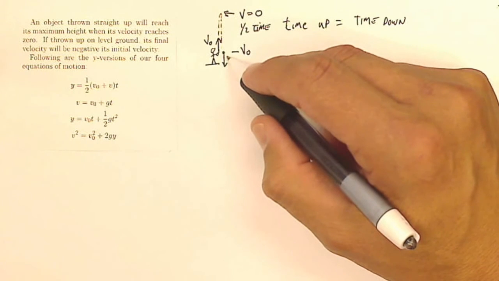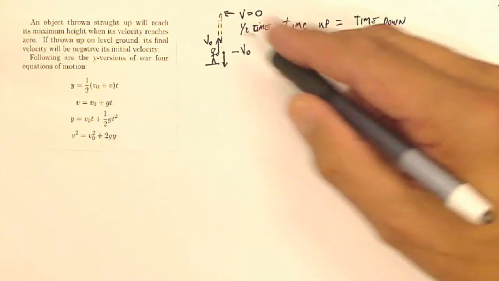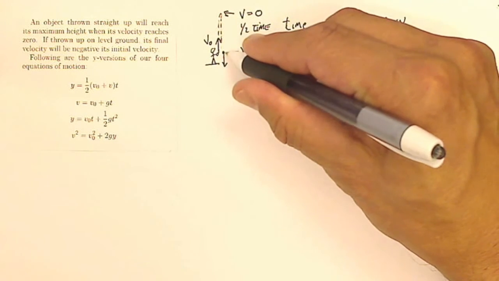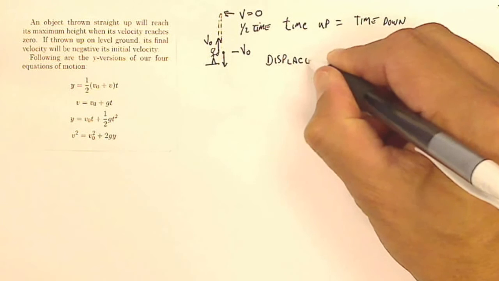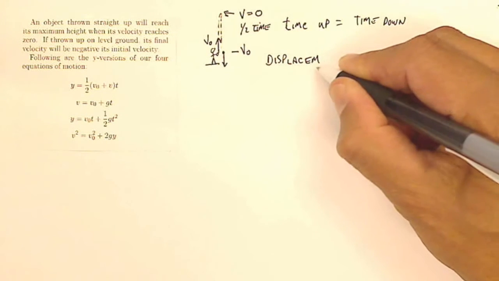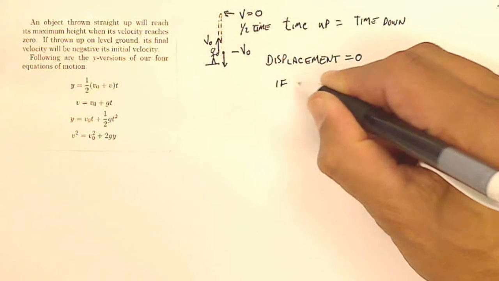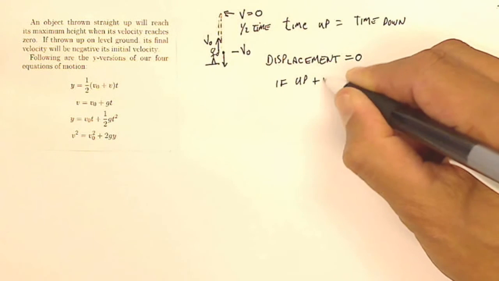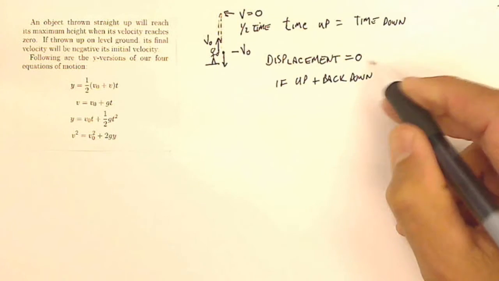The last thing you might want to know is that if it goes up and comes back down, once it gets to this spot, the displacement is going to be 0 once it's gone up and back down again, because it's back where it started. If it's up and back down again. So that's a fourth trick.